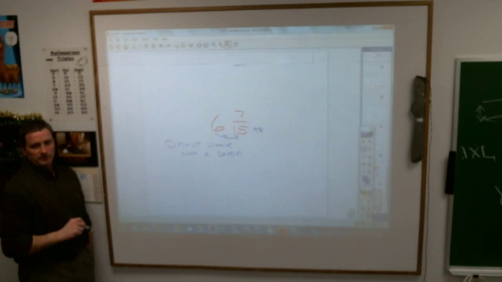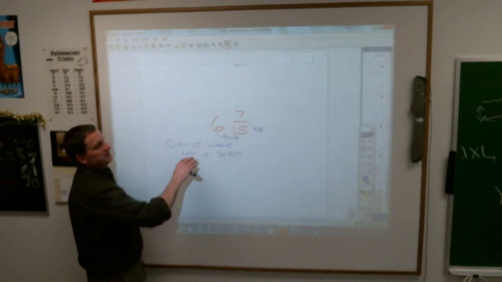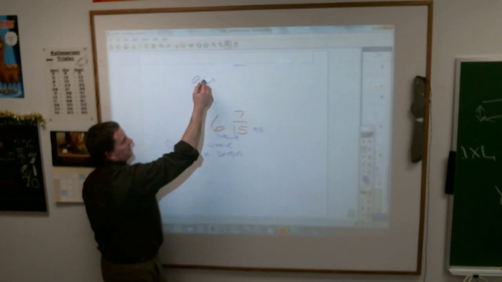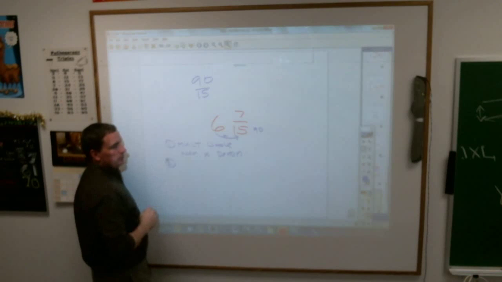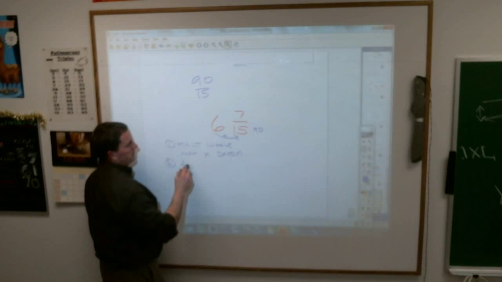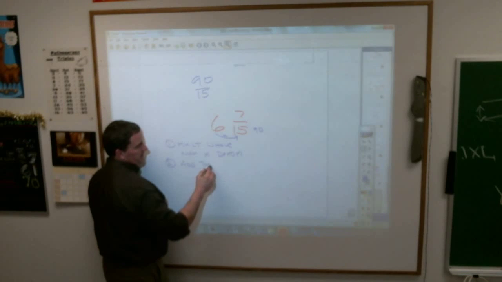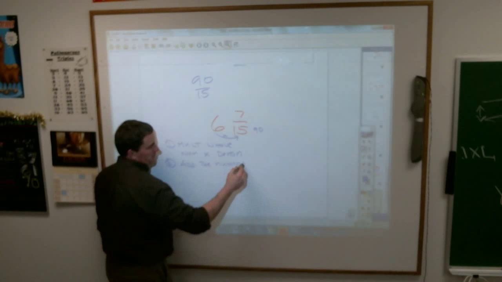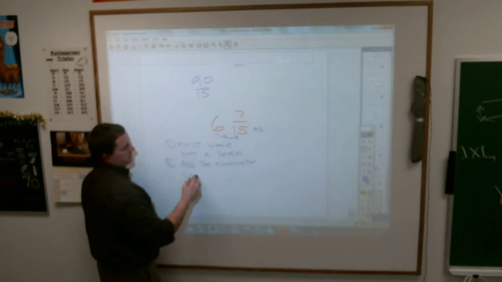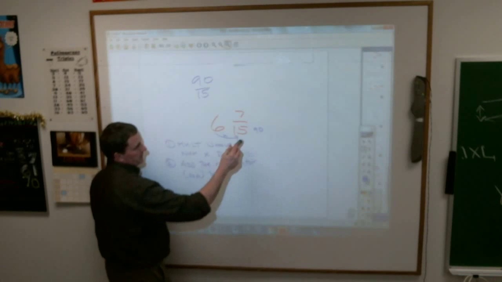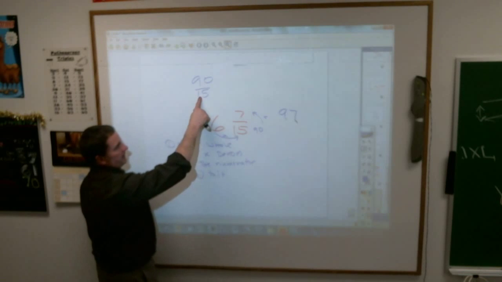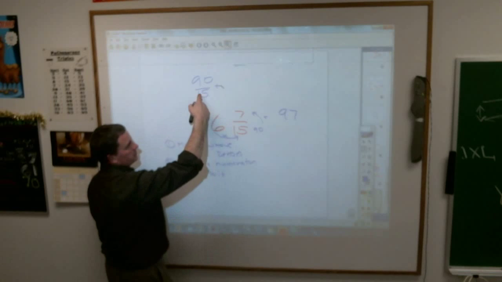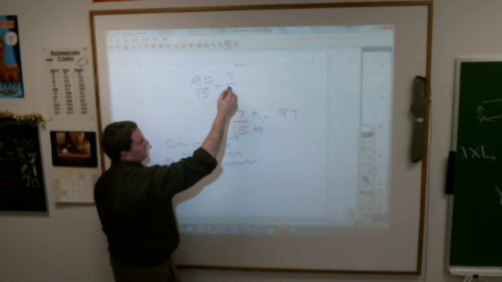Okay, and then what do I have to do? So my 6 circles ended up being 90 15ths, because I had six circles that were all 15 15ths. Step number 2, then I have to add the numerator to that, which is the top. So I take 90 plus 7, which is 97. The reason I added that is because my 6 was the 90 15ths, and then I have another 7 15ths.